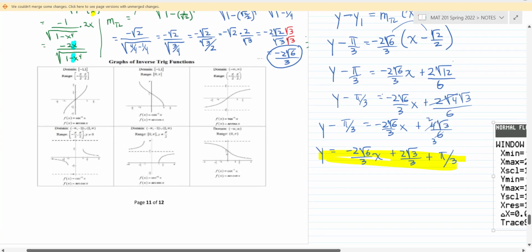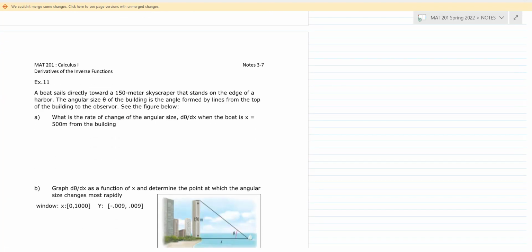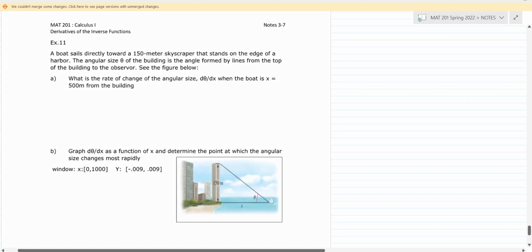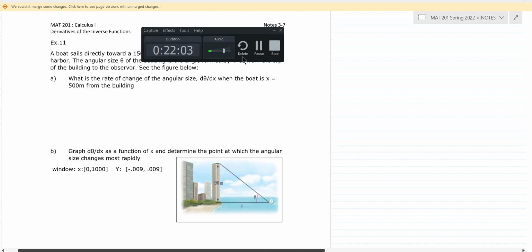Not going to really go over this. These are important things just to refer to from time to time: the domain and range of the inverse trig functions and what their graphs look like. The next page, we're going to wrap this up with one application problem.